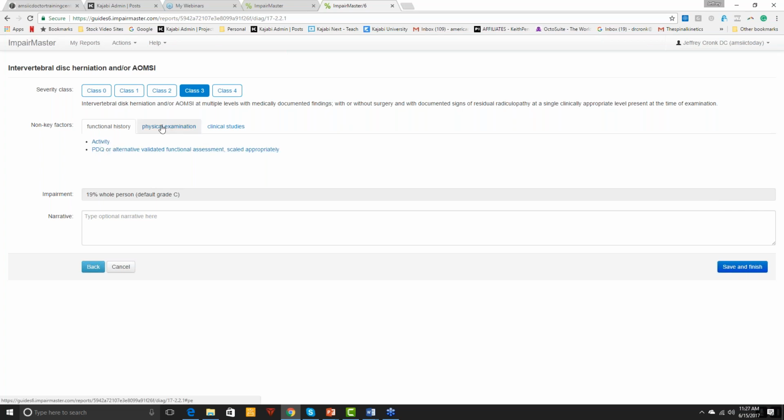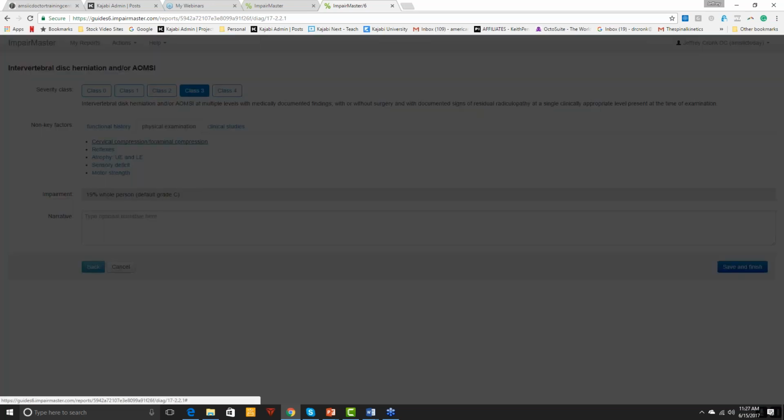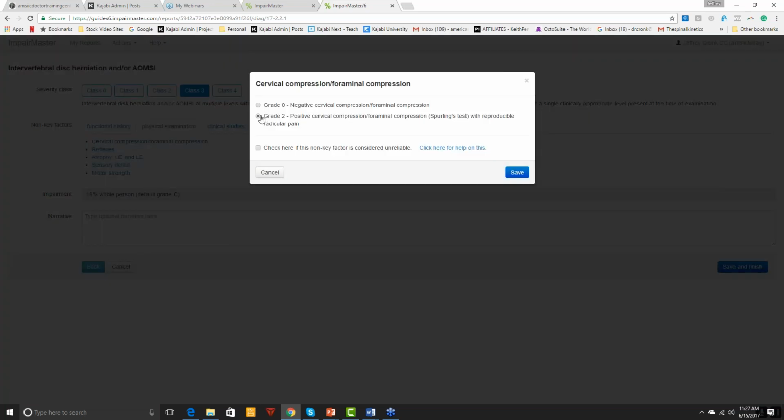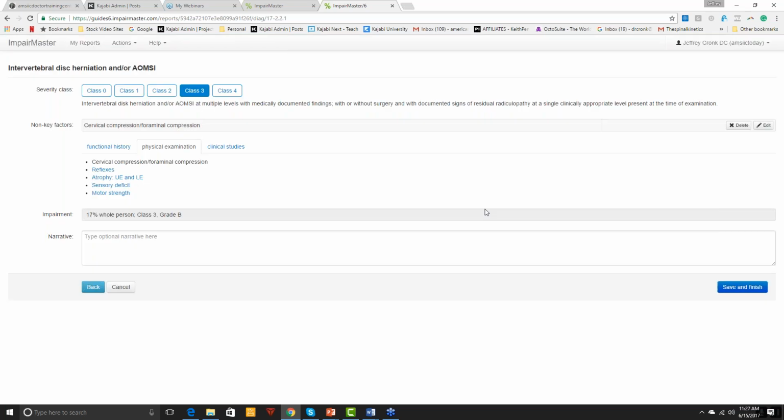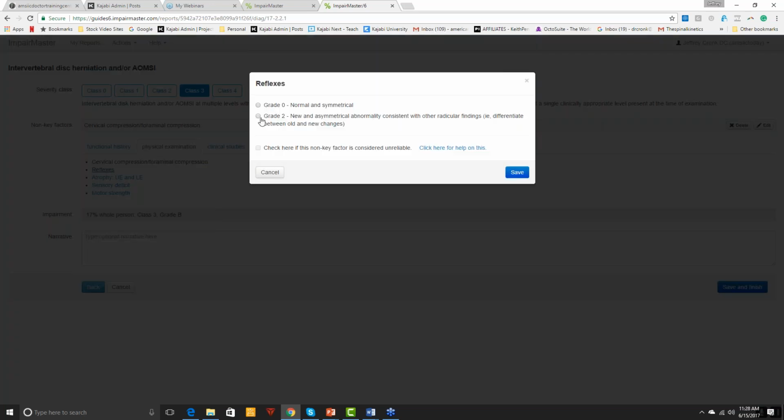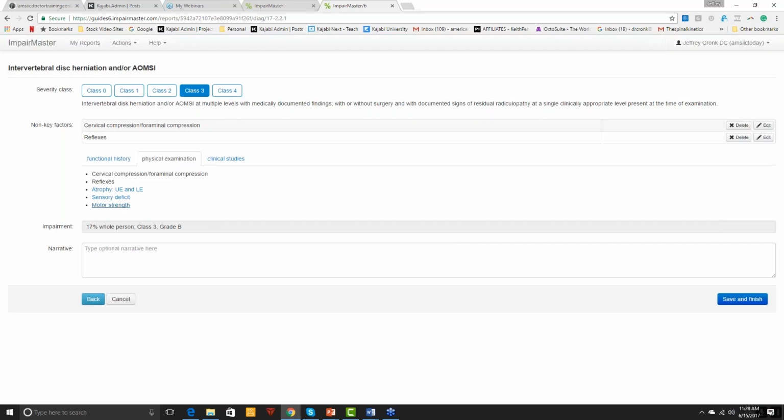Okay, good. So I go to physical examination. What do I have? Yeah, I have positive foraminal compression. Grade 2. Save. Drop this down 2 points. Why in the world would a positive orthopedic test drop it down? No one in the world knows that for sure. You just follow the guides. Do I have a reflex problem? Yeah, I have new and asymmetrical reflexes. Great. Didn't do anything for it.